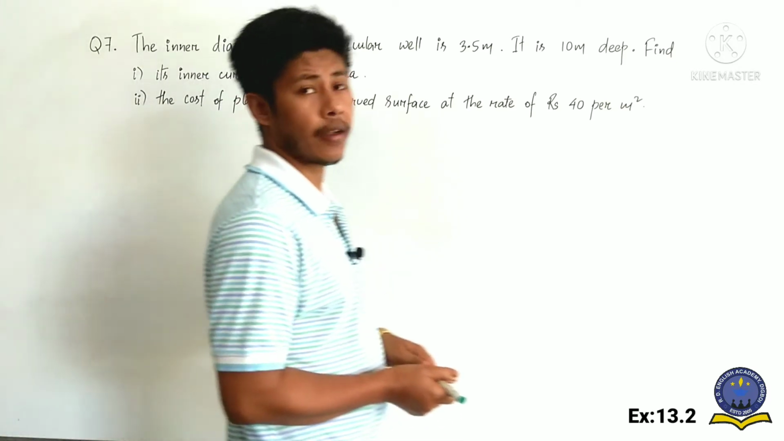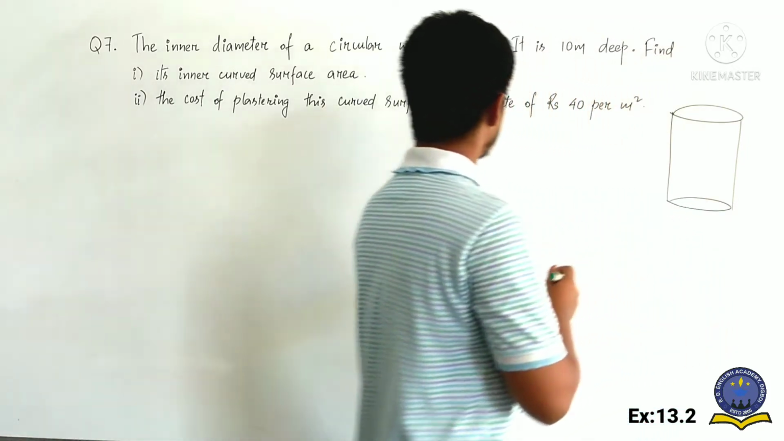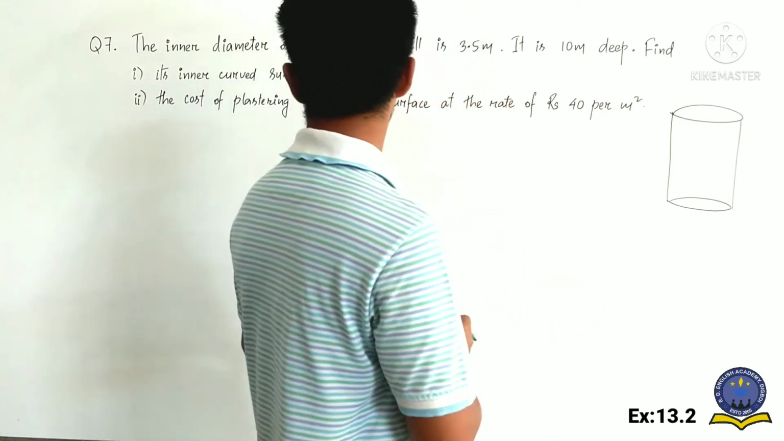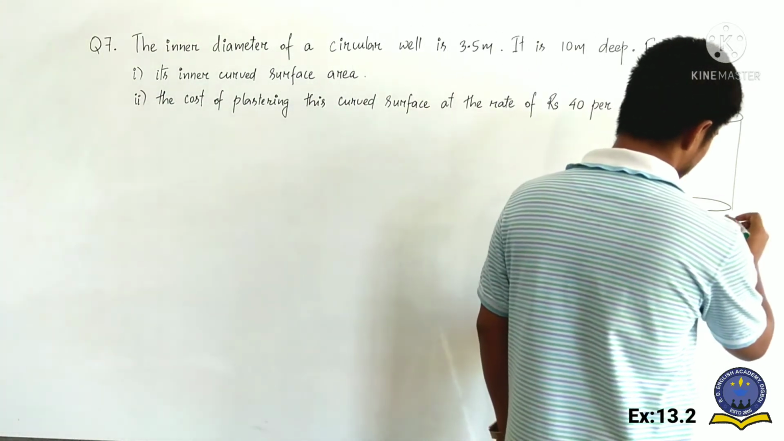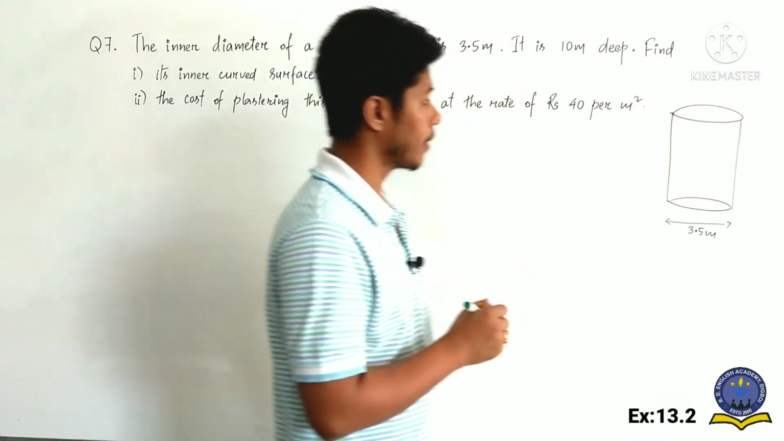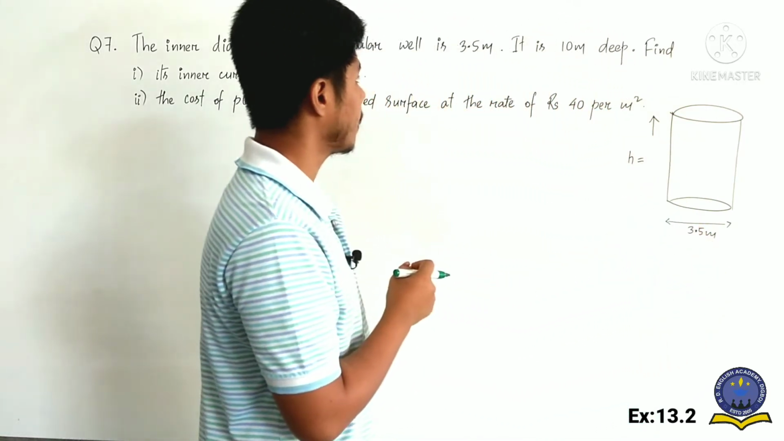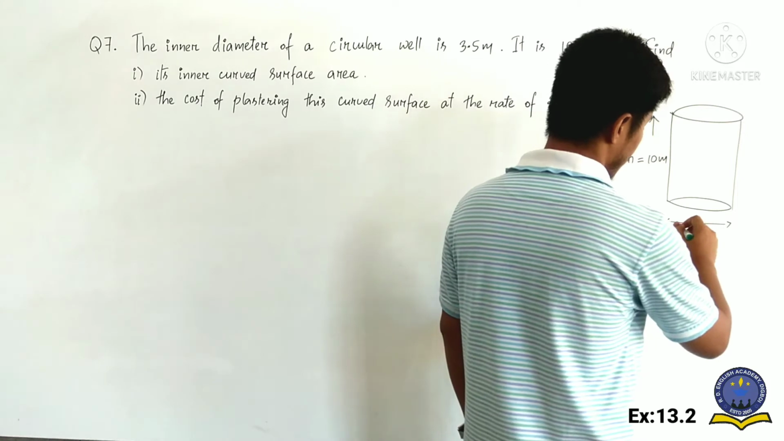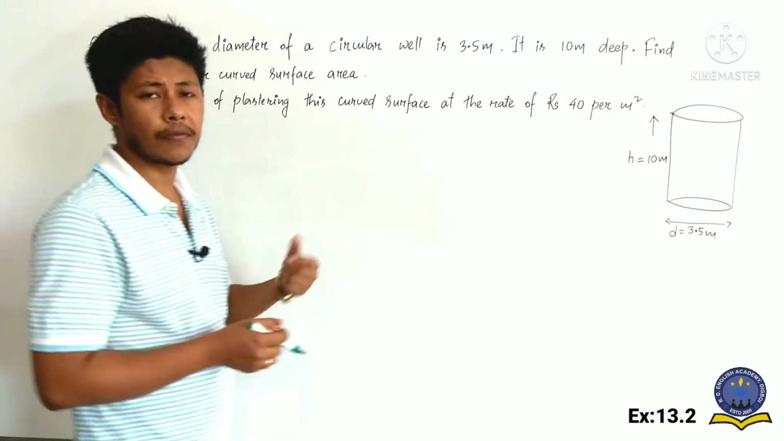First of all, if you see the diagram again, we consider the cylinder or the circular well, which is this one. Here we first write the inner diameter, which is given as 3.5 meter, so the whole length from here to here is the diameter, 3.5 meter. Then the second thing given is the depth, which is the height. If we denote the height by h, it is given as 10 meter. Clear? And this is the diameter, which we denote by d. Now first of all, we have to find out the inner curved surface area. So what is the formula of a curved surface area?